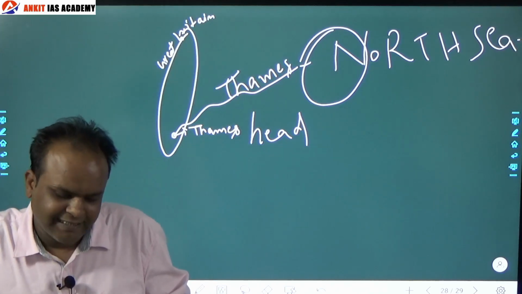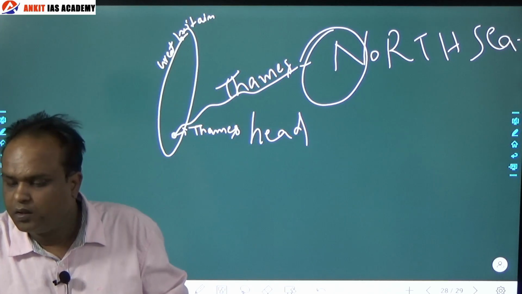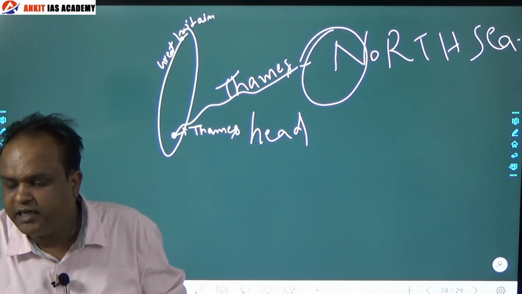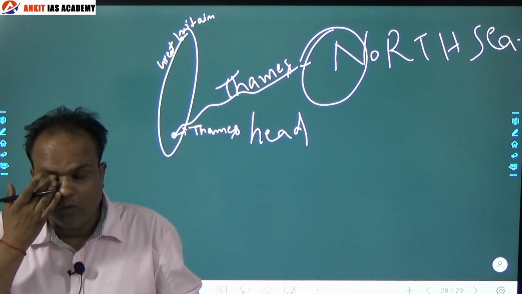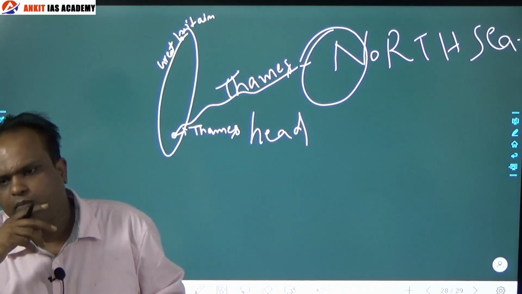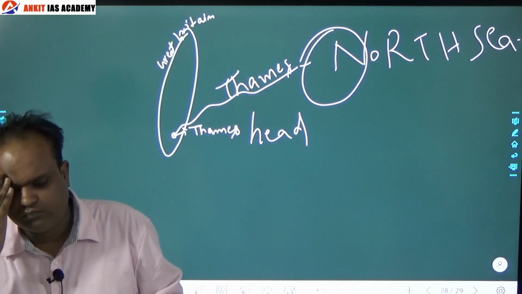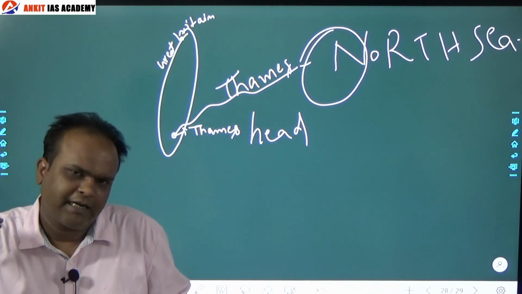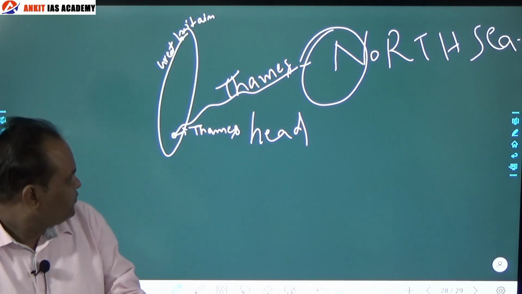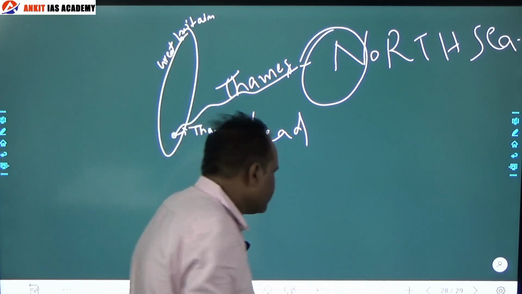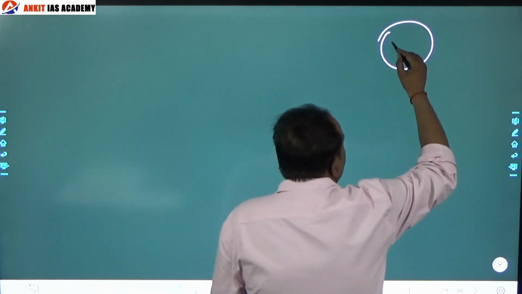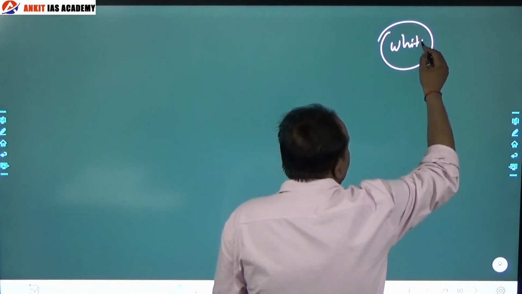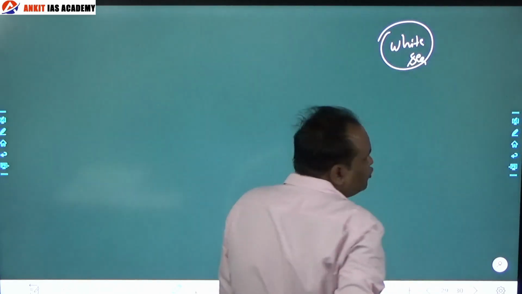Note down number one, White Sea. It is located north of Russia, part of Arctic Ocean. White Sea, north of Russia, part of Arctic Ocean.